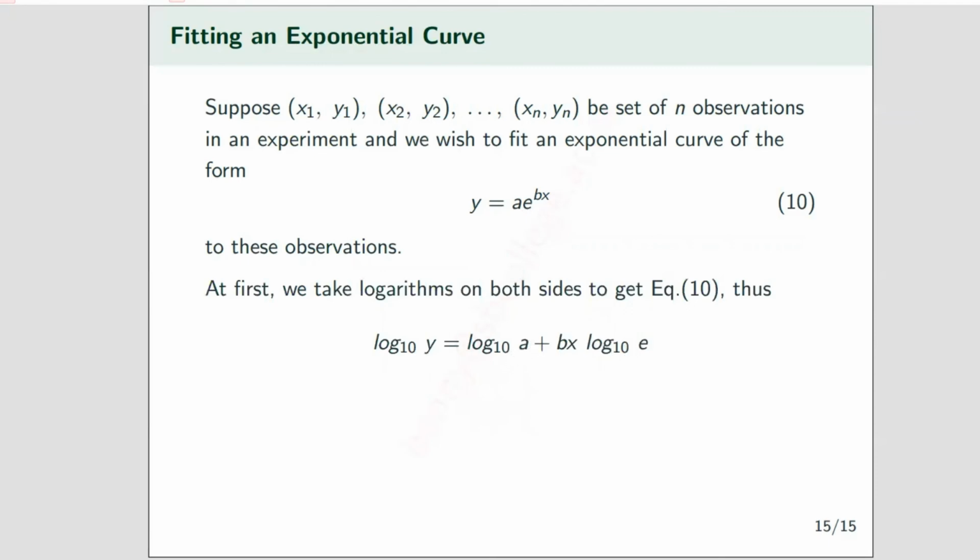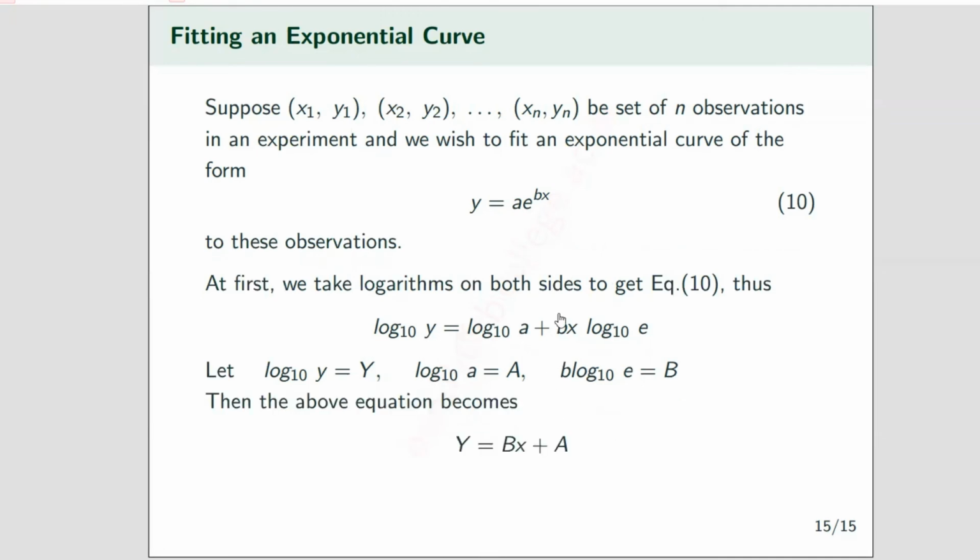Now, as the next step, we take log y as capital Y, log a as capital A, and b log e as capital B. This equation reduces to Y equal to BX plus A. Again, it forms the equation of a straight line, and we will be able to find the constants A and B. Substituting these, we'll be able to fit an exponential curve to the given set of data.